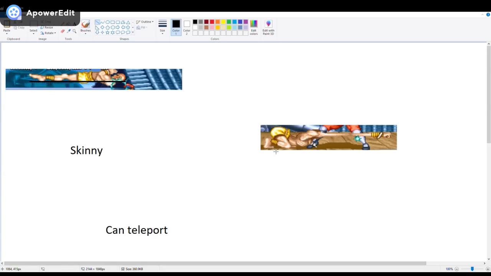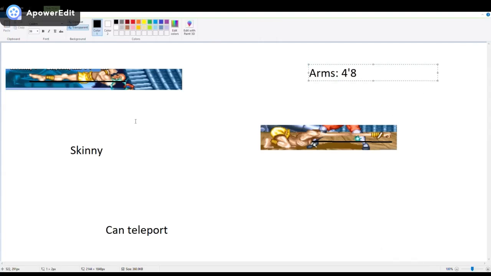Okay, now we can take the length of his arms. Let me measure this here, and that is 310 pixels. No, 311, maybe. Okay, 310 pixels. So then, I measure that, and that gives us 4'8".